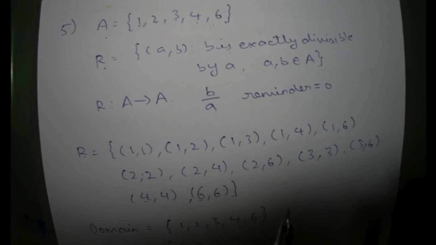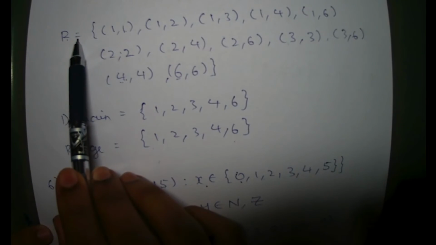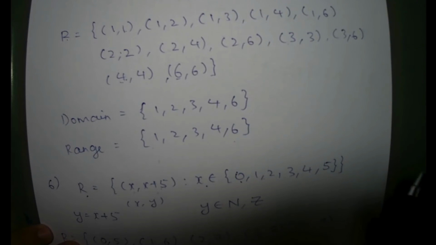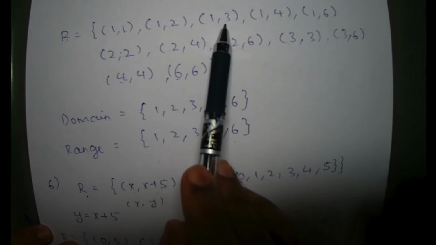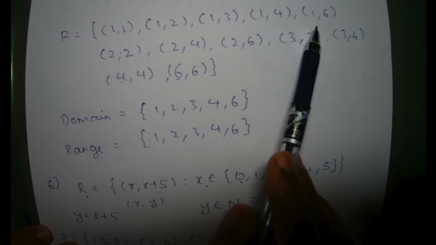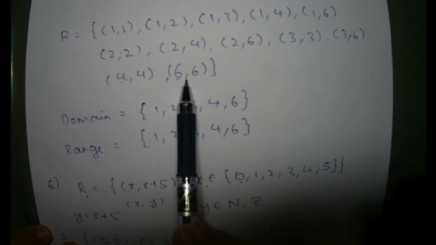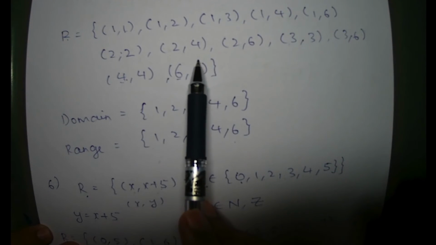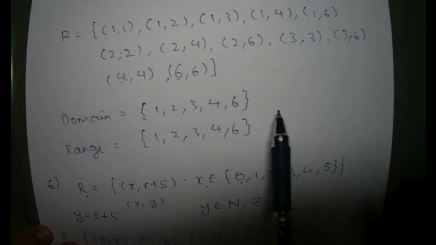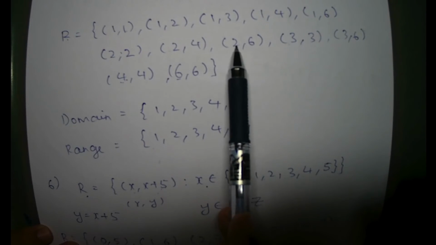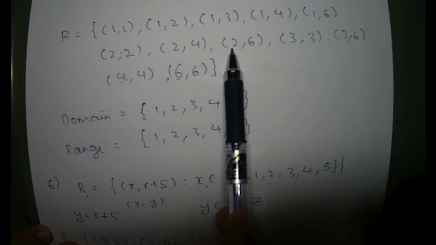So if we apply this condition to the above set, we get the following ordered pairs of the relation: (1, 1), (1, 2), (1, 3), (1, 4), (1, 6), so on till (6, 6). So in all these pairs we can see that the remainder will be 0 and b is exactly divisible by a, giving the remainder 0.